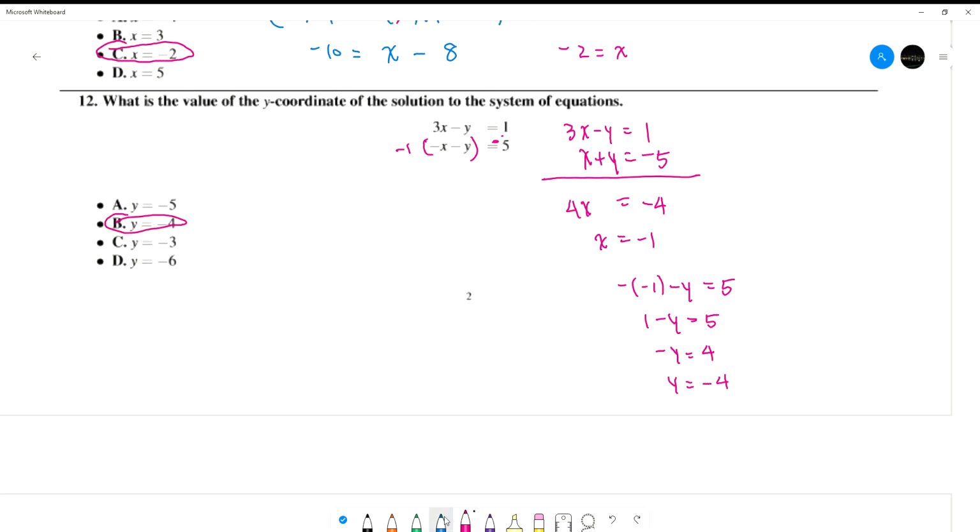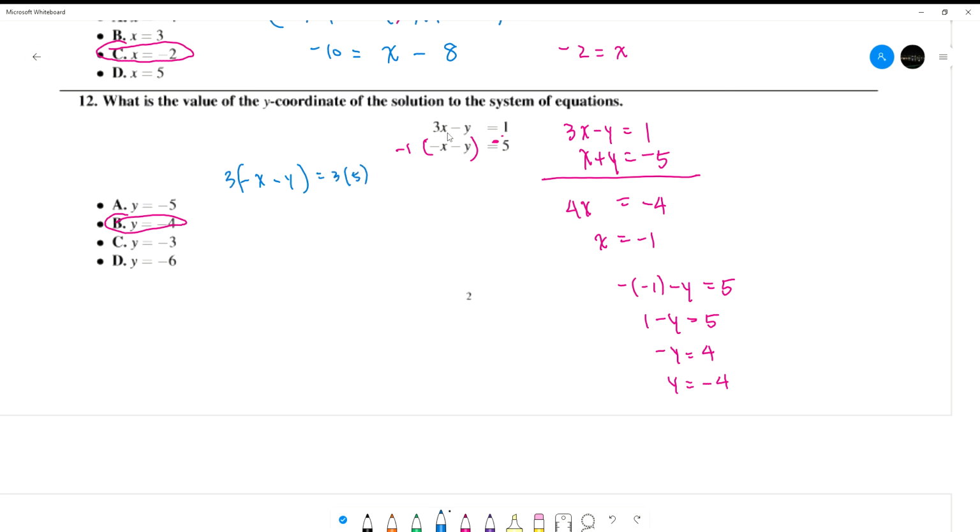Now, here's the other way that's also very easy. I see that all the answer choices are y, right? So I'm going to eliminate x. The way I do that is multiply the second equation by +3.